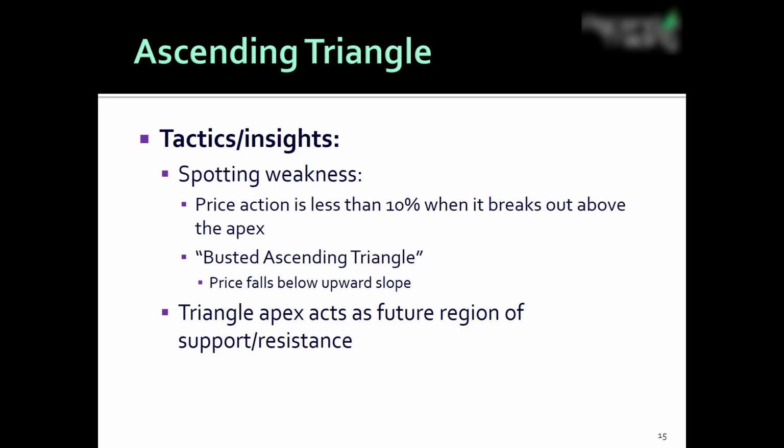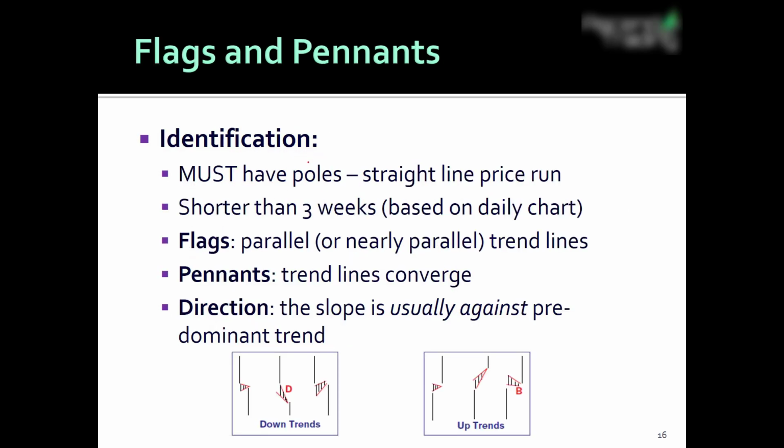Here's the summary slide for the ascending triangle, and remember that the apex is the crucial turning point for the price action. Now these are usually continuation patterns, so in order for it to be considered as a flag or a pennant, they must have a pole, meaning that the straight line price action run is usually in a linear type of manner, and it doesn't necessarily have to be vertical. It could trend upwards or trend downwards. They also must be shorter than 3 weeks. If they're longer than that, that invalidates the pattern.